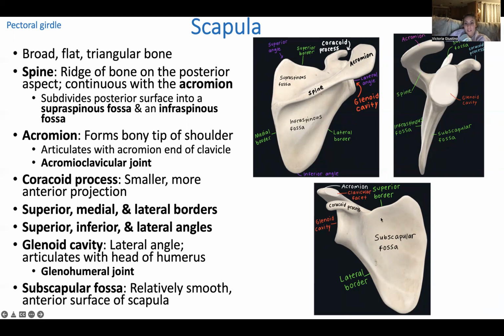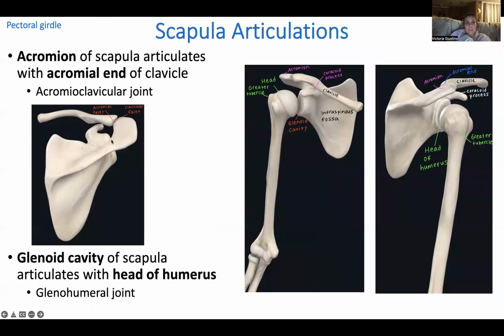So now looking at the anterior scapula, there's no spine, it's much smoother, and you can see this subscapular fossa, which will be covered by the subscapularis rotator cuff muscle. So now looking at the scapula's articulation, so laterally, the acromion of the scapula articulates with the acromial end of the clavicle here, and then the glenoid cavity articulates with the head of the humerus here. You can see that.